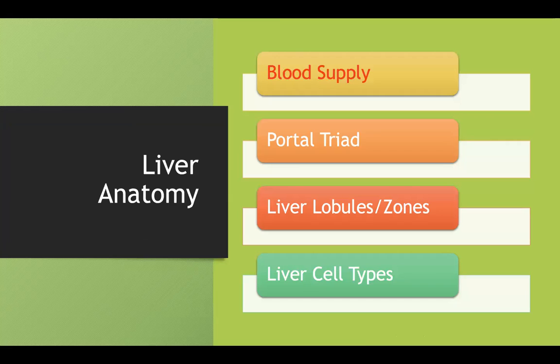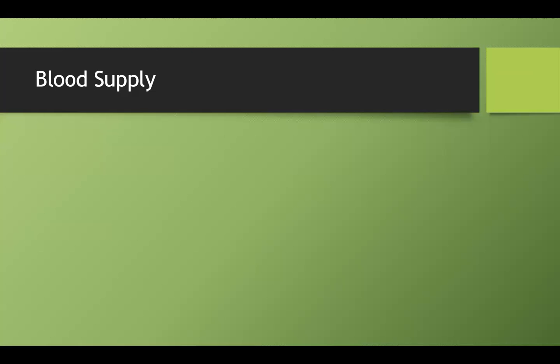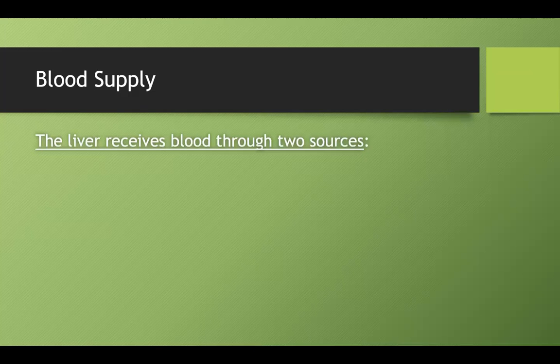So we'll start with blood supply and some of the associated conditions that you have to recognize. The first thing you have to remember is that the liver receives blood through two different sources, and these are both part of our portal triad. It can receive it through the proper hepatic artery, and it could also receive the excess blood that comes through the portal venous system. So let's look at the proper hepatic artery first.